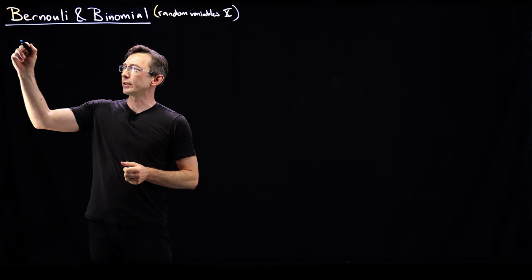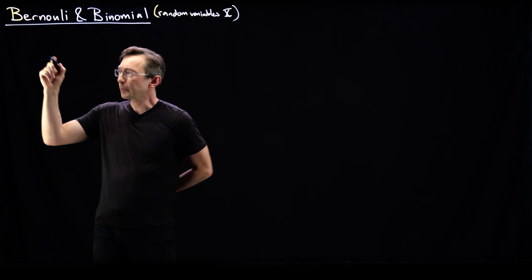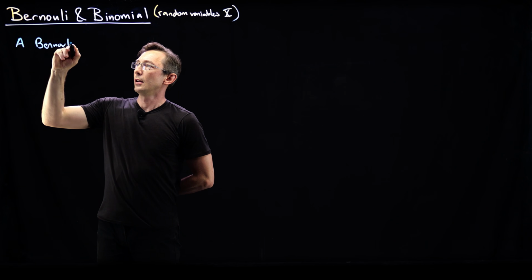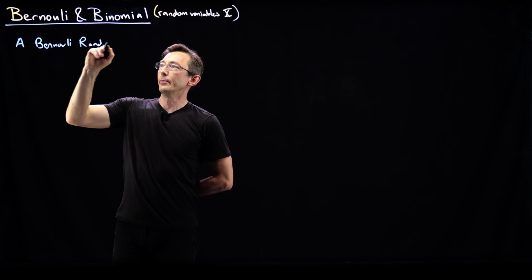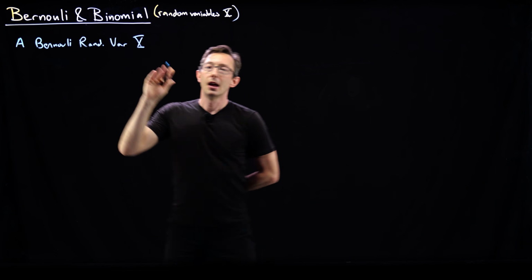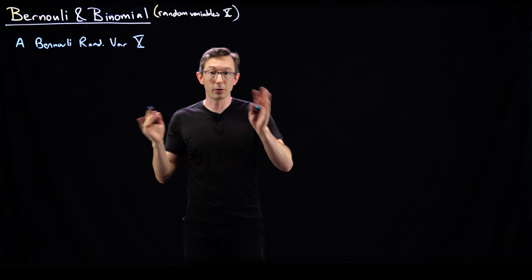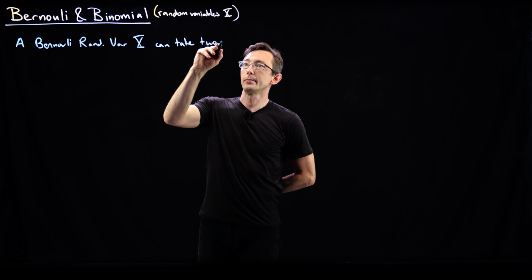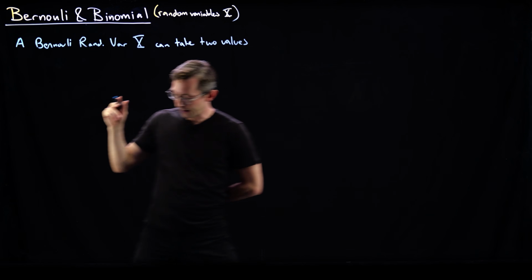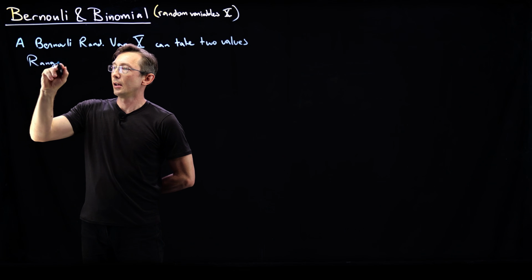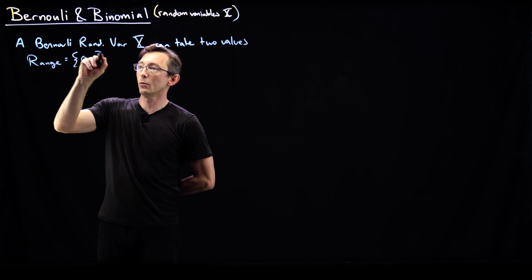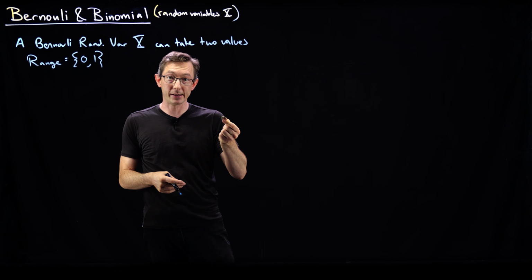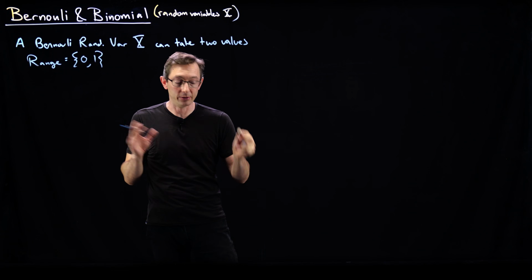I'm going to start with the Bernoulli random variable. So a Bernoulli random variable X can only take 2 values, 0 or 1. So we say that the range is either 0 or 1. It can either be 0 or 1. And I could say heads is 1, tails is 0, or vice versa. It's just about how you define it.